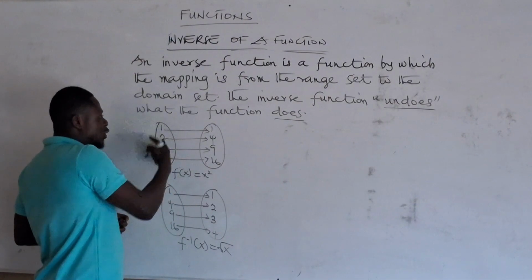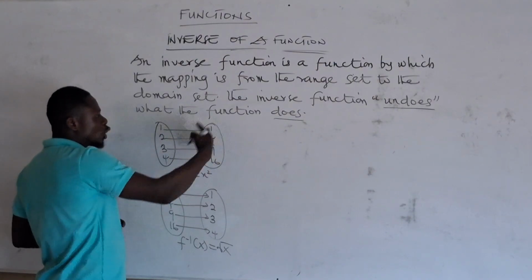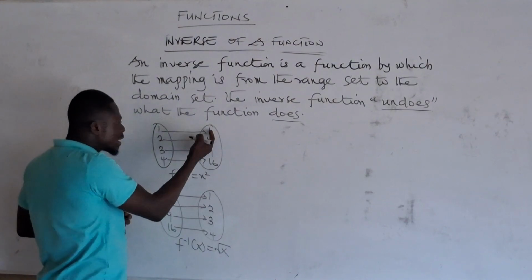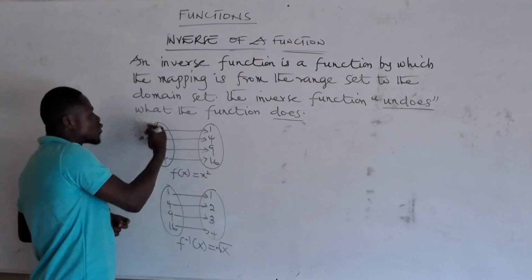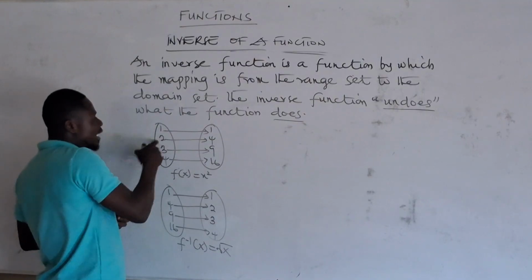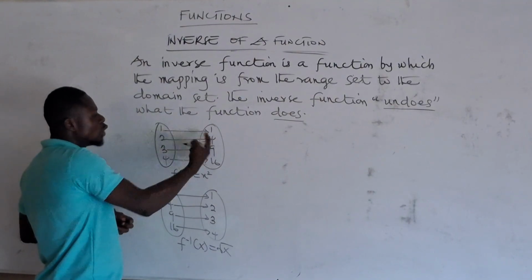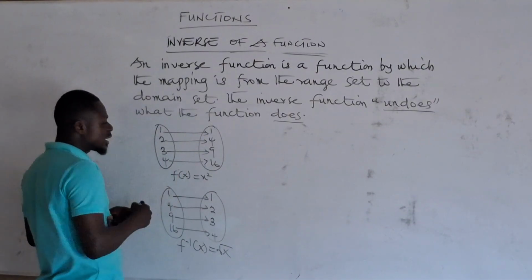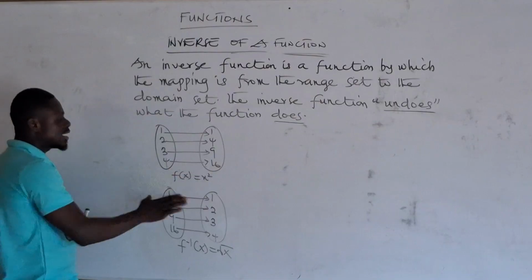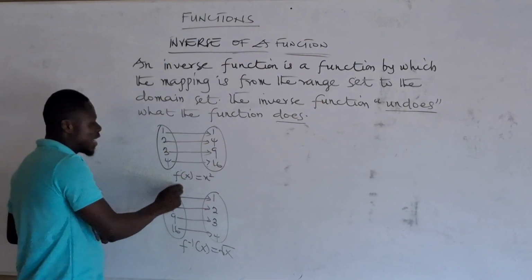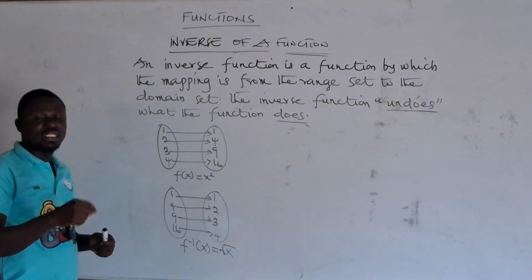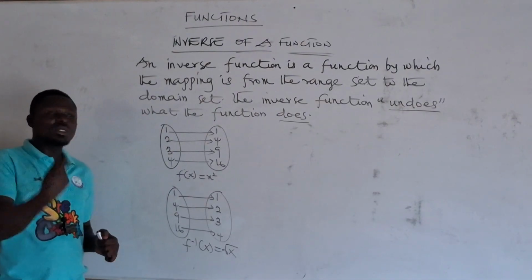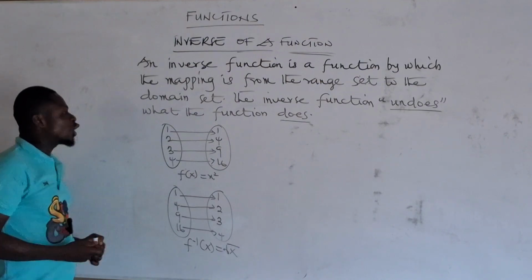This is the domain, and this is the codomain. It can clearly be seen that 1 is producing 1 as a result of squaring the element 1 in the domain. 2 is producing 4. Squaring 2 will give you 4. Squaring 3 will give you 9. Squaring 4 will give you 16. So it can clearly be seen that the main function is f of x is equal to x squared. It means that when you square any of the elements in the domain, it produces an image in the codomain.